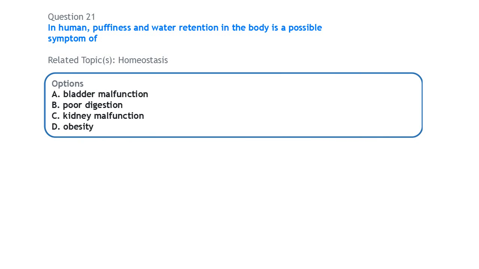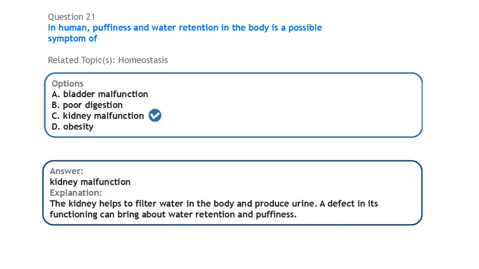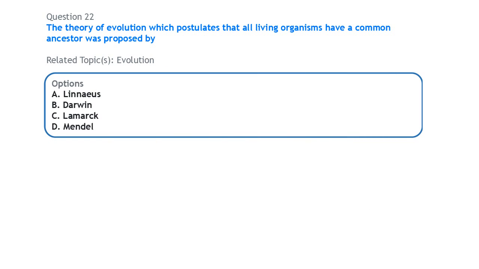Question 21 on homeostasis. In humans, puffiness and water retention in the body is a possible symptom of... So the kidney helps to regulate the level of water in the body. It also functions in the production of urine. So if the kidney has a defect in its functioning, it can lead to puffiness and retention of water in the body.